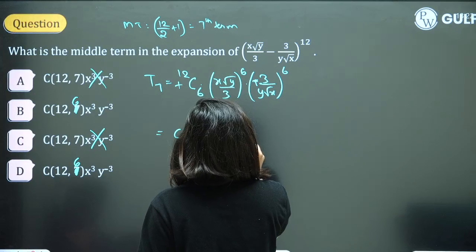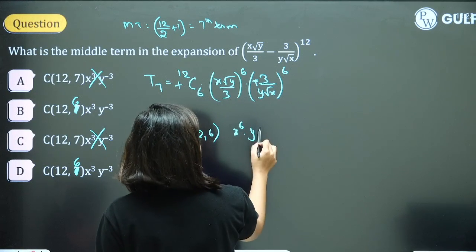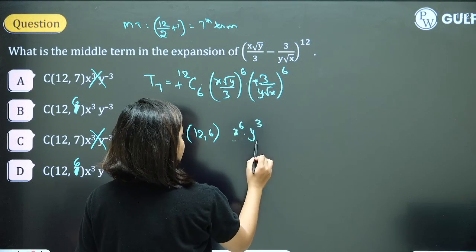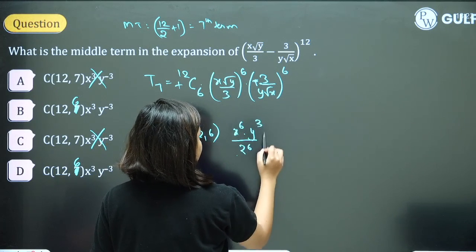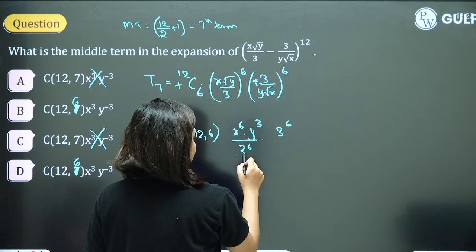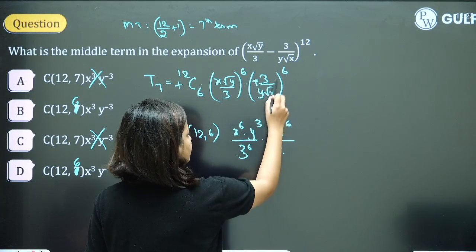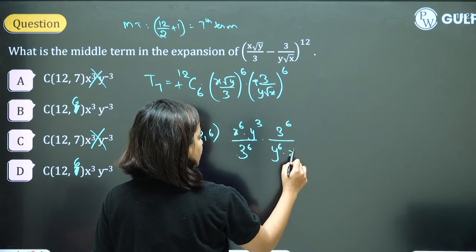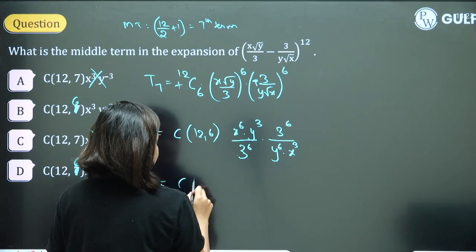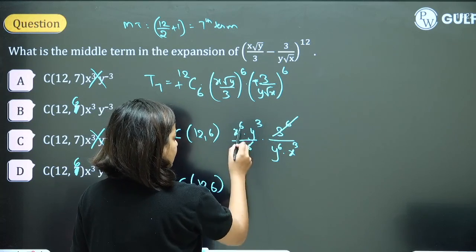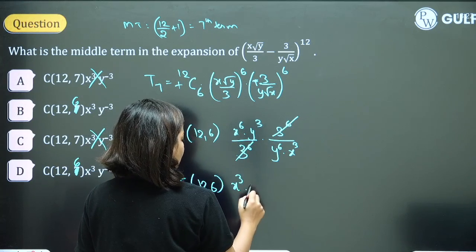x raised to 6, y raised to root, if I take 6 by 2, 3, upon 3 raised to 6 into 3 raised to 6 upon y raised to 6, x raised to 6, and this square root, 6 by 2 will be 3. This is C 12, 6. 3 raised to 6 cancels, x raised to 3 and y raised to.